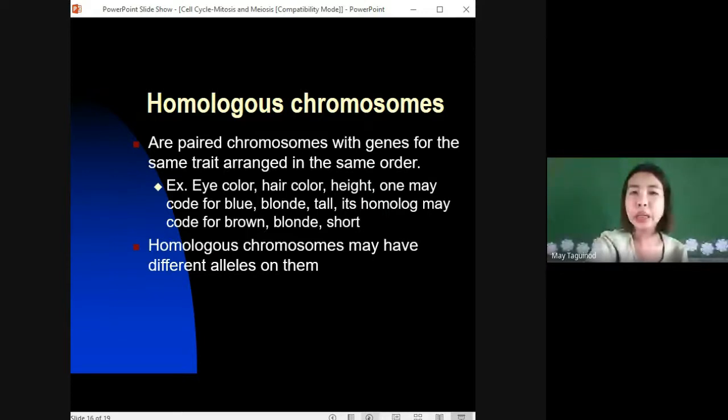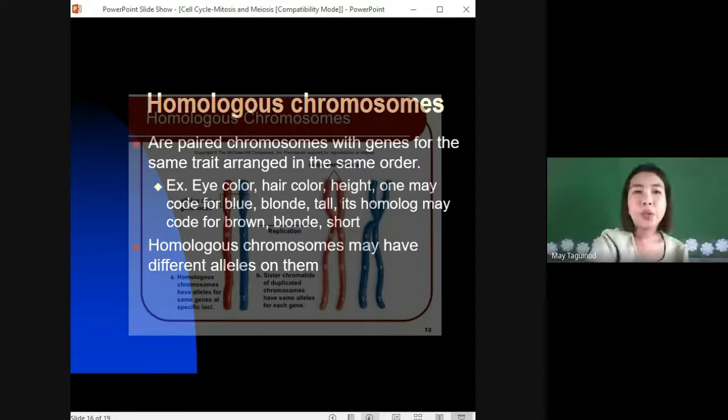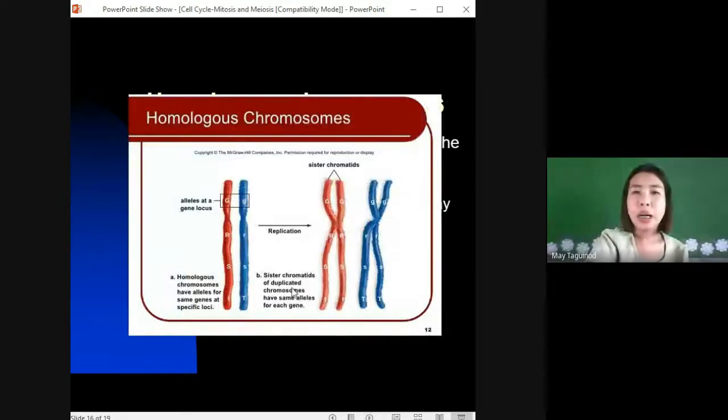Okay, so this is the structure of the homologous chromosomes. And this one, what I told you earlier, is the allele, which is the gene form for each variation of a trait of an organism. Here are the sister chromatids.